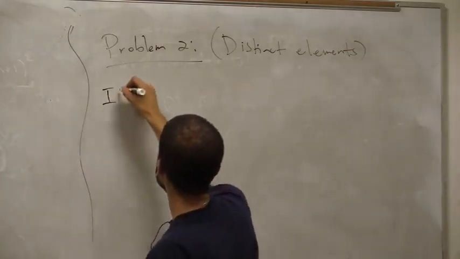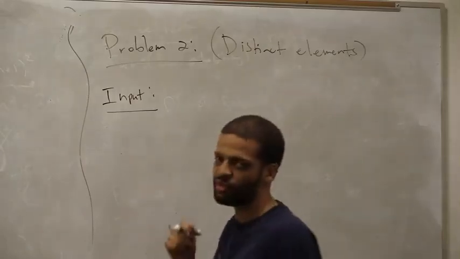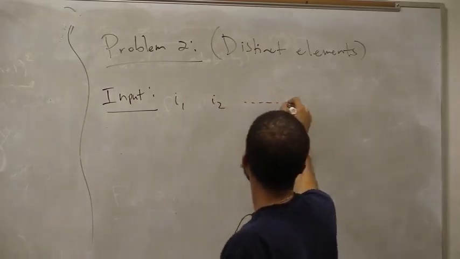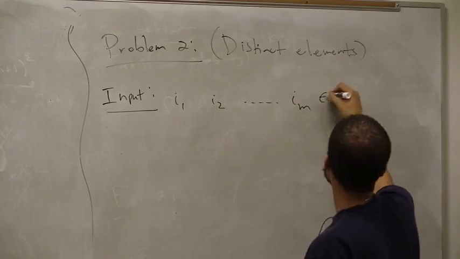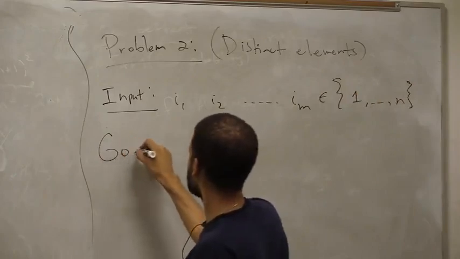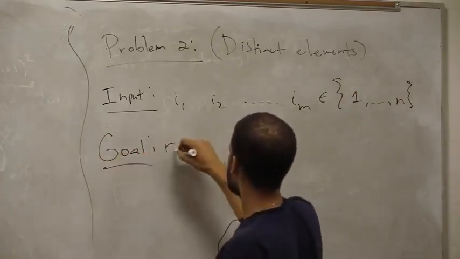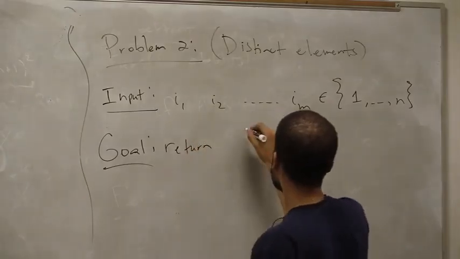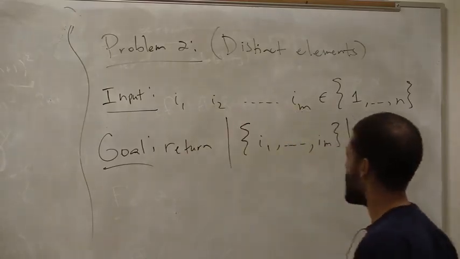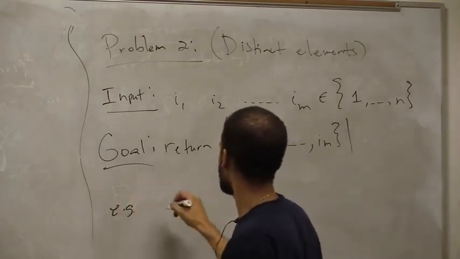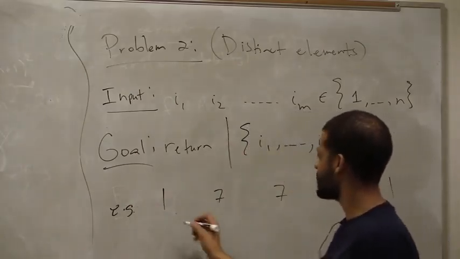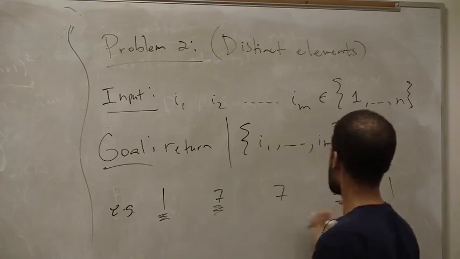So the input here is just a stream of items. Let's say they're integers, I1, I2, up to Im, each an integer in the range from 1 to n. And the goal is to output the number of distinct elements. So if you look at the set of all the things that appeared, what was the size of the set? For example, if the stream were 1, 7, 7, 2, 1, the distinct elements are 1, 7, and 2, so this should return 3.